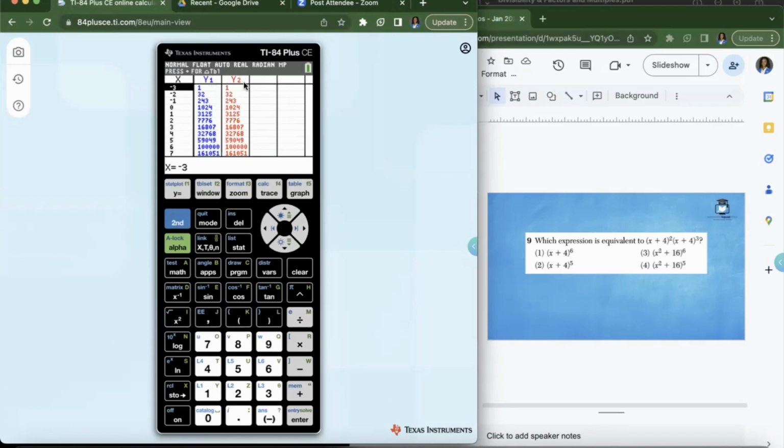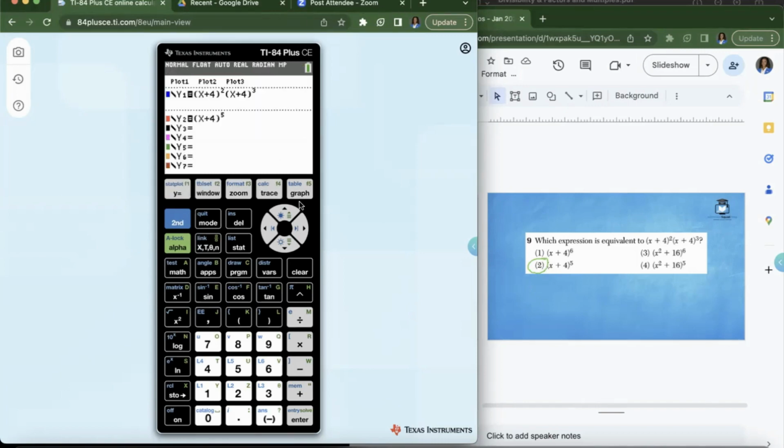And if you look at y1 and y2, the y values are identical. So that's how we know that answer choice 2 is correct. You can go ahead and test out the other values just to be sure. But this is a great strategy just to make sure that you're not making any mistakes and you have the correct answer.